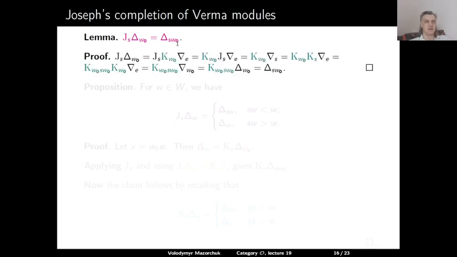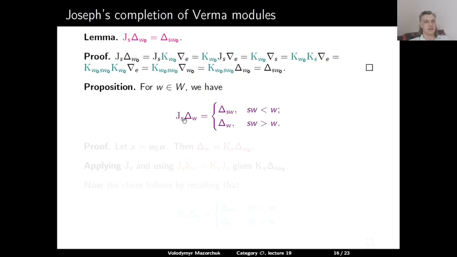The proof is very similar to the previous one. We write delta W0 as K_{W0} applied to nabla E. So now we can swap K_{W0} and J_S, so we get here nabla S. So nabla S is K_S of nabla E. And so we can write this as K_{W0} as W0 times K_{W0} applied to nabla E. So the latter gives us nabla W0, which is the same as delta W0, and applying K_{W0} as W0 produces delta S W0.